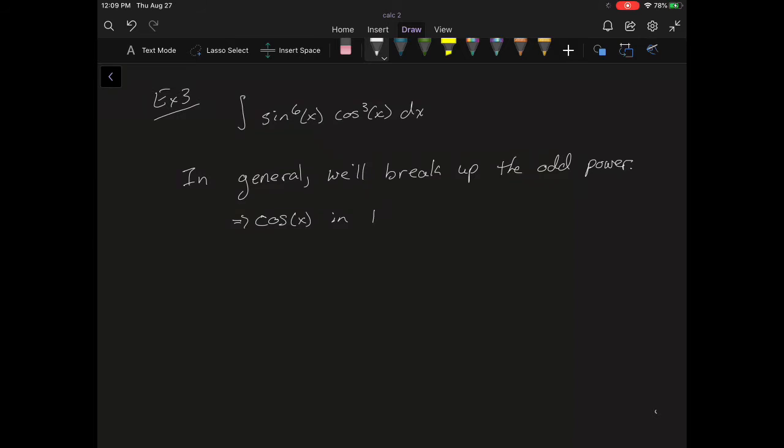So in our case, we're going to be breaking up the cosine. So when we split it up, we're going to get sine to the 6th of x times cosine squared of x times cosine of x dx.